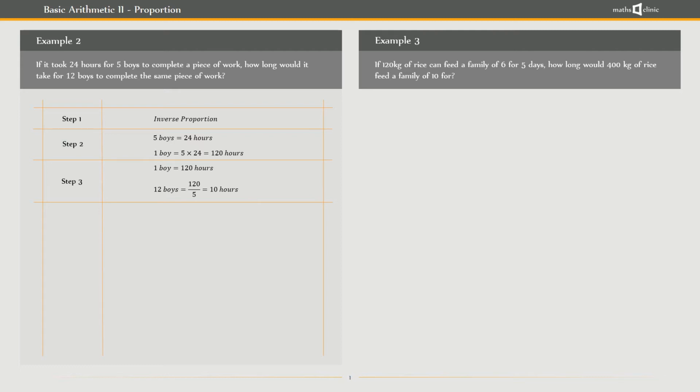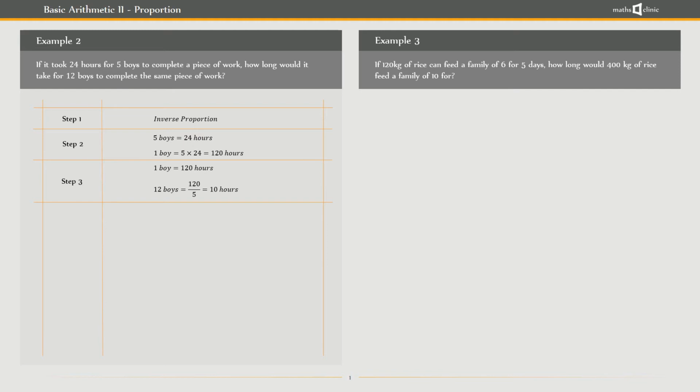So let's look at this. Let's try and understand this. So you have 120 kilograms of rice, feeding a family of 6 for 5 days. Now if I increase the amount of rice, it will feed the family of 6 for more days. If you kept the family of 6 constant and you increase the rice quantity, you will feed the family of 6 for more days.